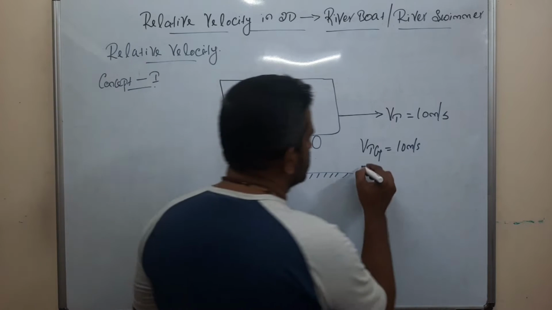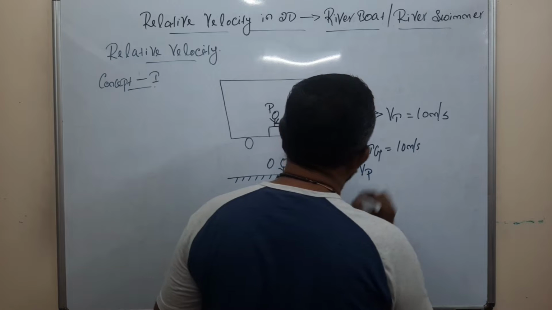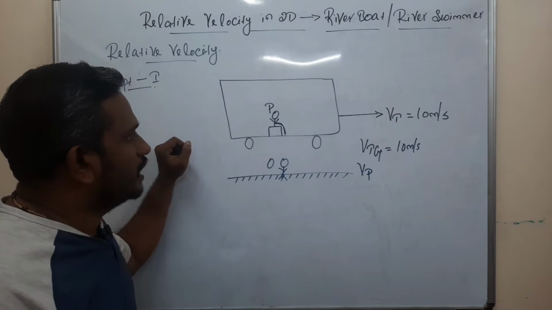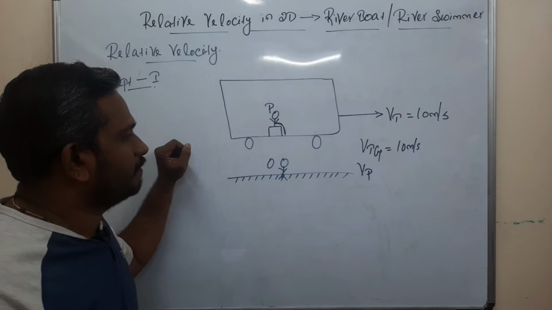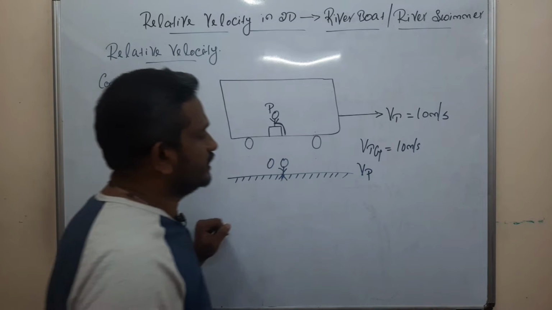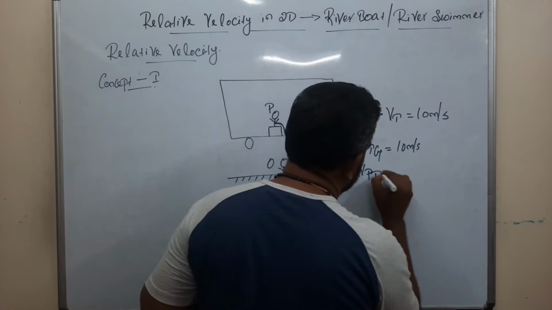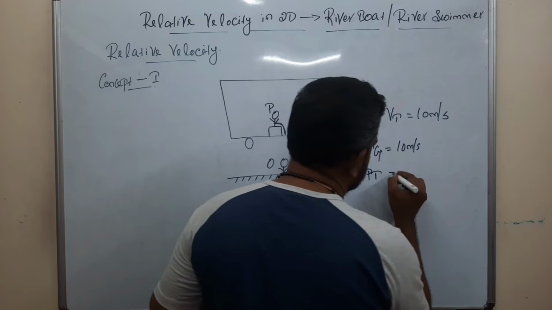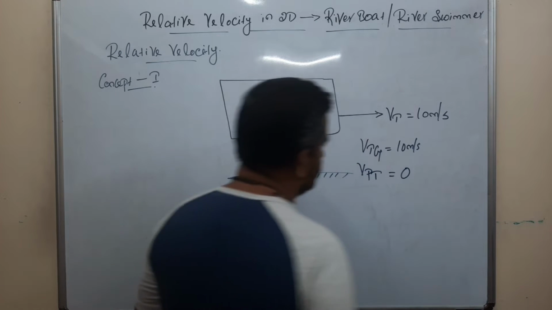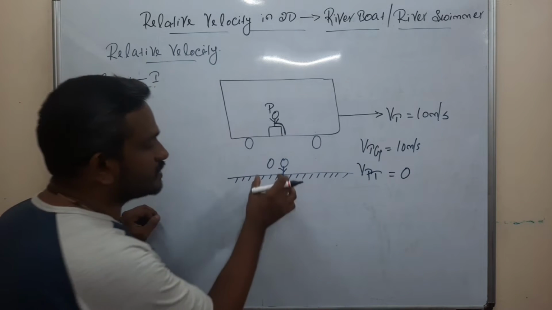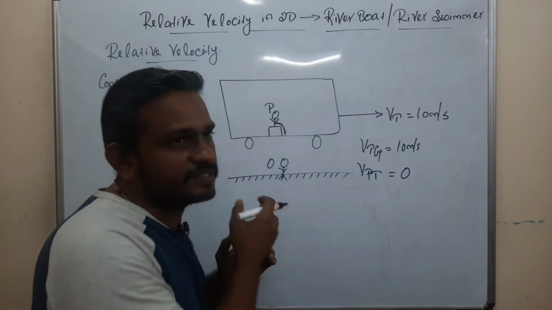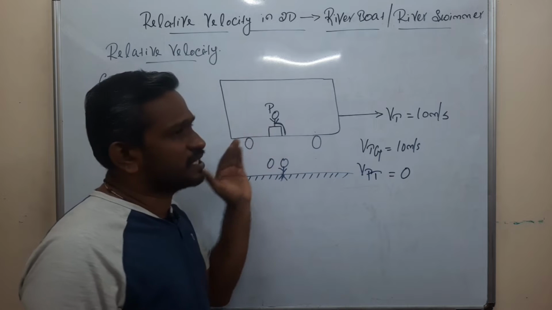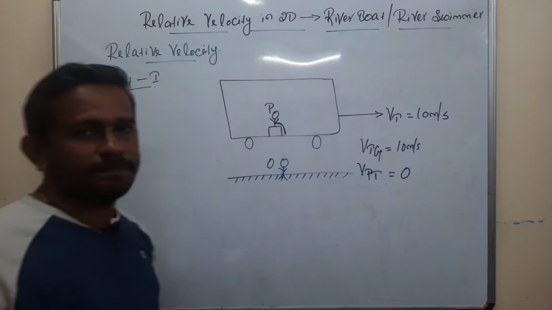So the velocity of the passenger with respect to the train, V_PT, is equal to 0. When the observer sees that the train is moving with 10 meters per second, he feels the passenger is also moving with 10 meters per second.